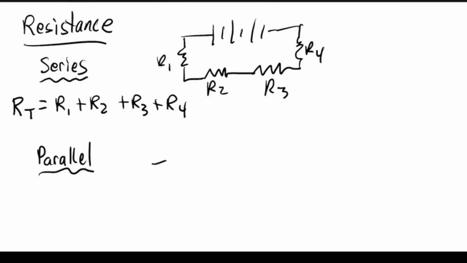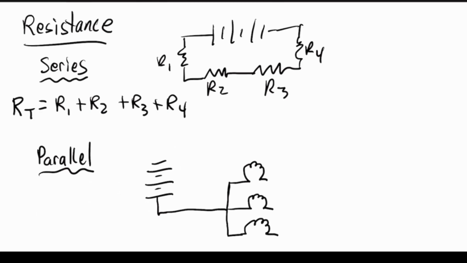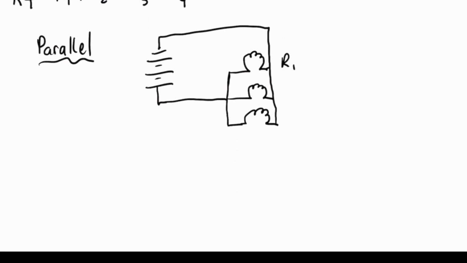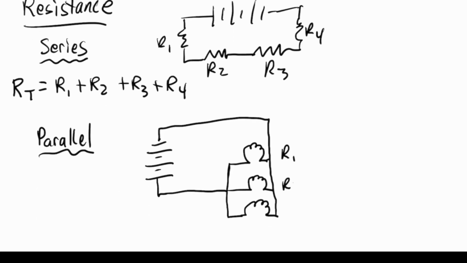So let's say I have my battery, and then I'm going to have it split, and I'm going to run like 3 different lights all at once. A light is just a specific type of resistor, and each of these will have a resistance, and then it's going to flow back to my battery.